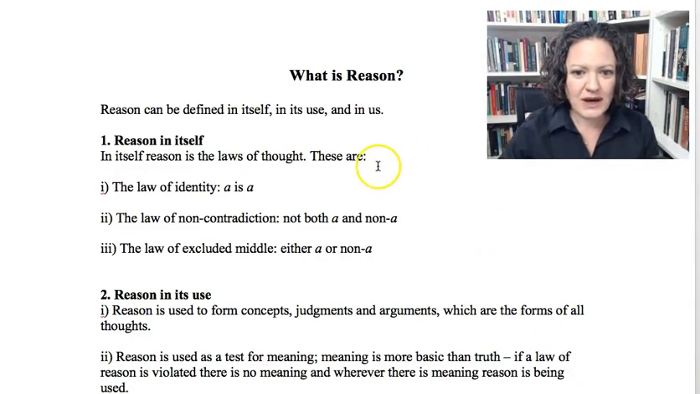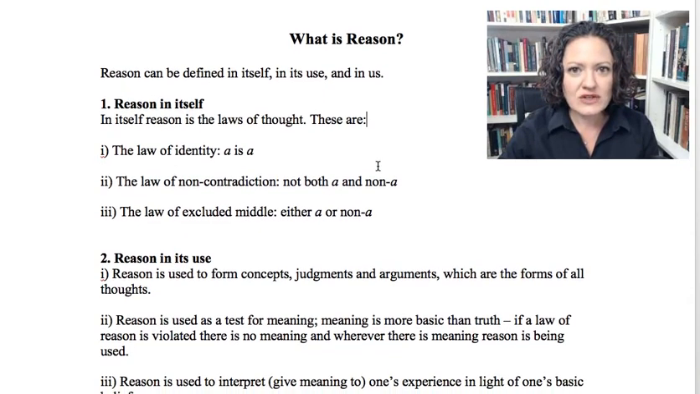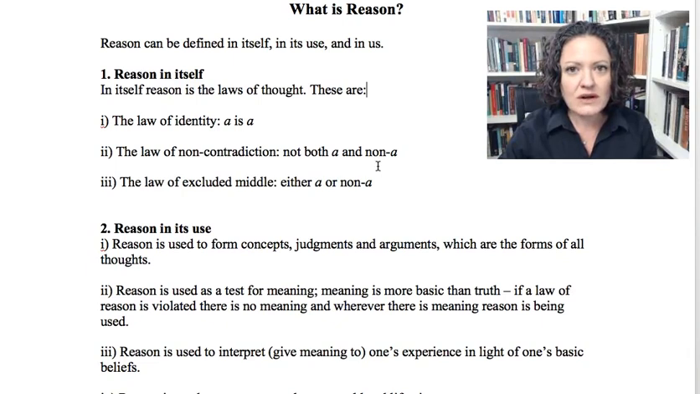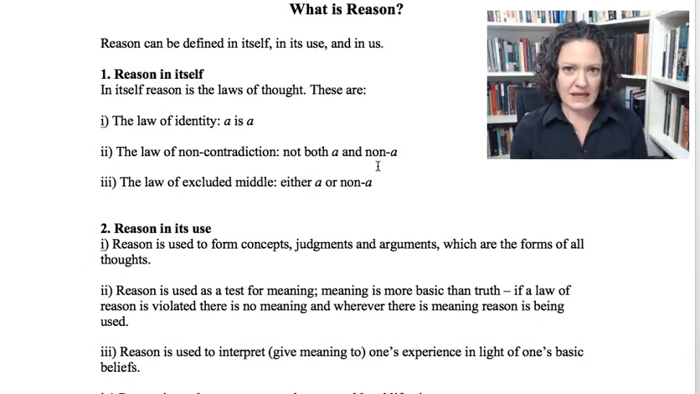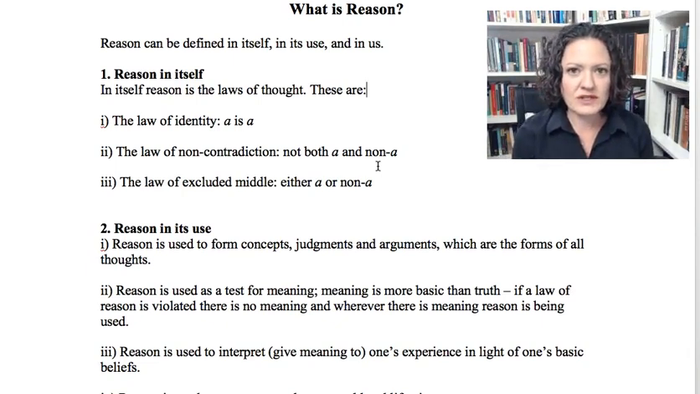Last time we talked about reason, the laws of thought. We defined reason in terms of the laws of thought, which are the law of identity, which says A is A, the law of non-contradiction, which says something is not both A and non-A in the same respect and at the same time, and the law of excluded middle, which says that something is either A or it is non-A.